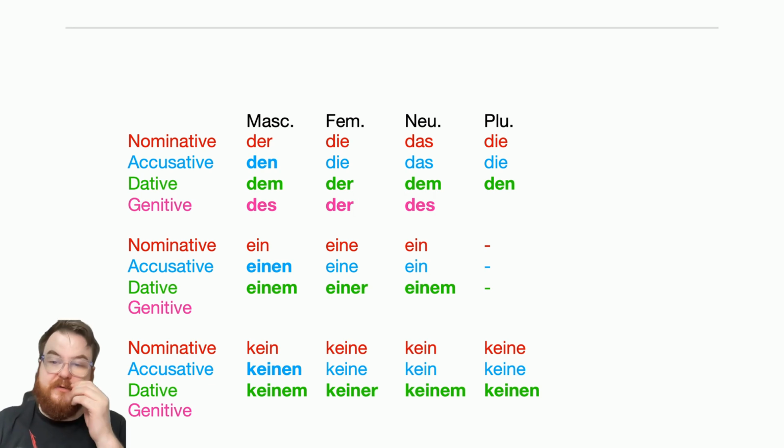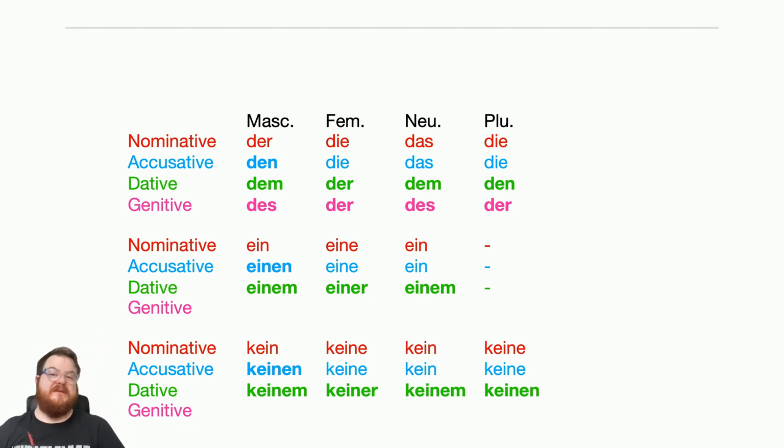Actually, masculine and neuter are the same in the dative as well. And for the plural, it's der. So the feminine genitive and the plural genitive are the same. So we go der, die, das, die, den, die, das, die, dem, der, dem, den, des, der, des, der. And what I did when I was first learning German at the age of 15 is I learned all the articles together in that order.